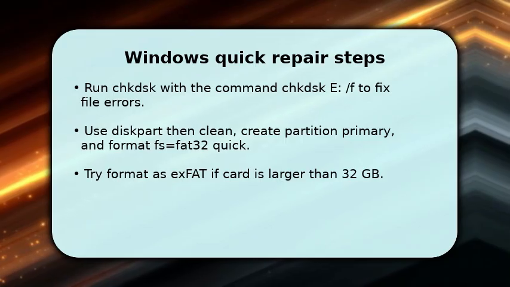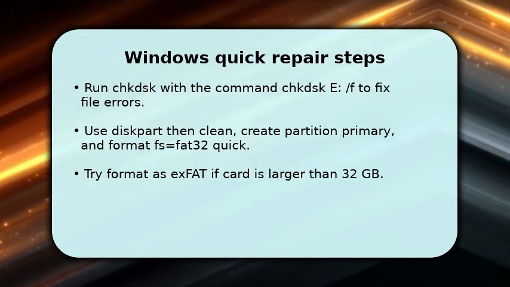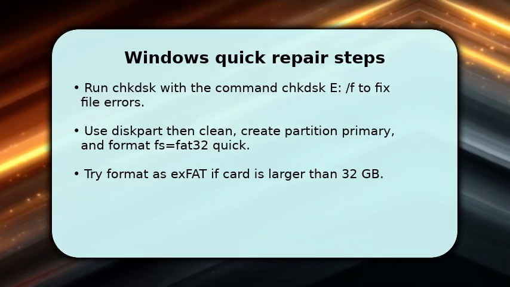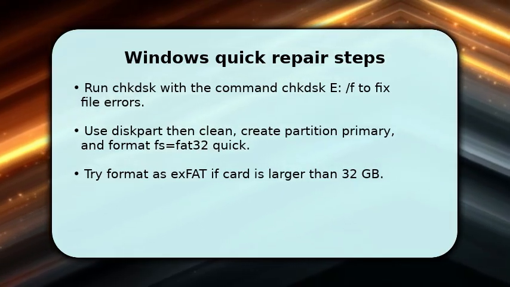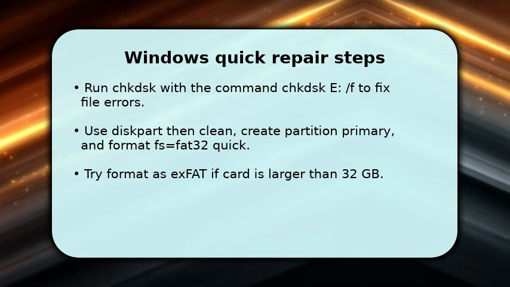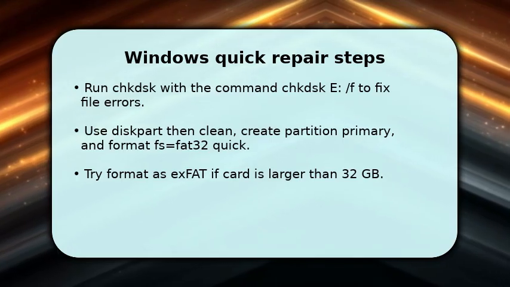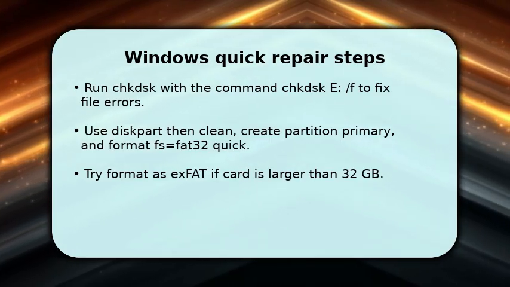If chkdsk fails, run diskpart, select the disk number, then run clean to remove partitions. After cleaning, run create partition primary, and then format fs equals FAT32 quick for cards 32 GB or smaller. For cards larger than 32 GB, format fs equals exFAT quick instead.